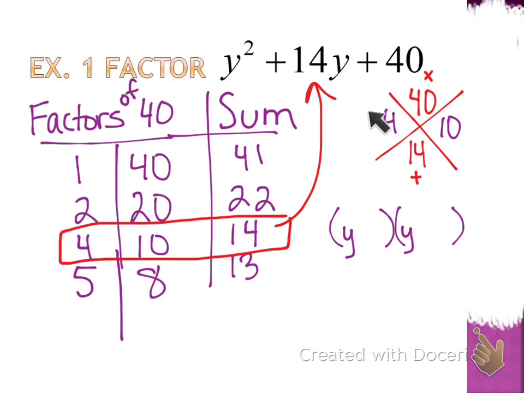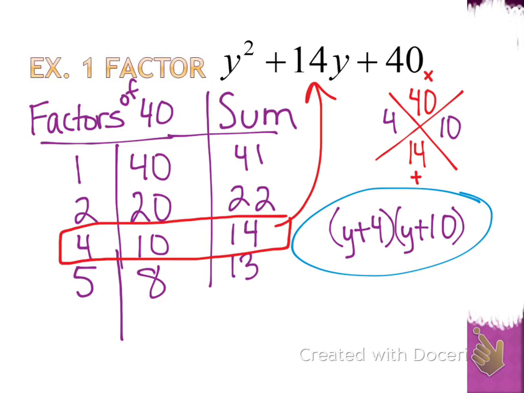Now, the whole reason I went through either one of these charts is to figure out what numbers go in the back of here. What two numbers are going to go in the back? 4 and 10, those numbers that we were trying to find. The 4 and the 10 were both positive, so we use plus signs in both of them. And this is my answer. So this is what I was headed for the whole time.